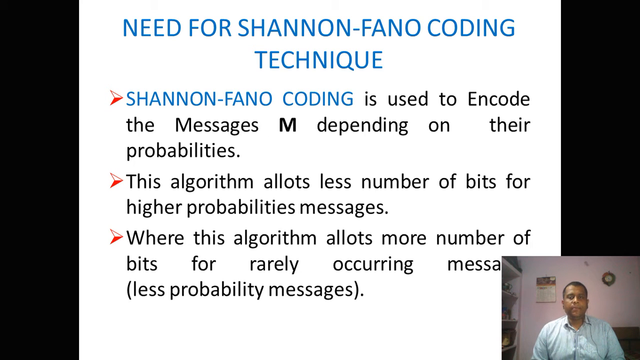Shannon Fano coding is used to encode the message M depending on their probabilities. This algorithm allows fewer bits for higher probability messages, and it also allows more bits for rarely occurring messages, that is, it will assign more bits to less probable messages.